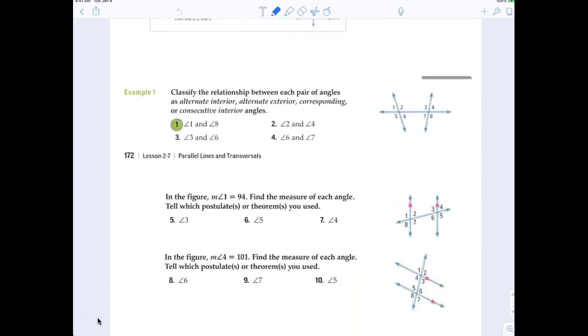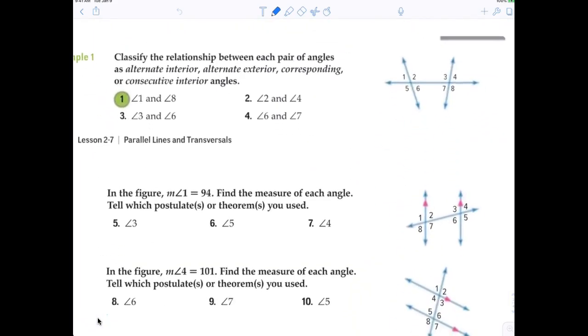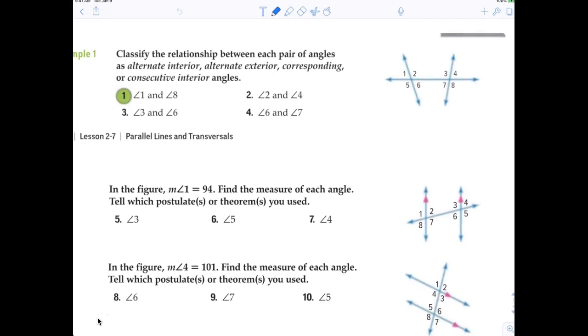Some of them I think are pretty easy. So 1, 2, 3, 4 is just, do you remember the rules that you were taught in 6th grade? All right, so I'm highlighting 1 and 8. Now you can abbreviate on here too. All right, 1 and 8 are called what? Alternate exteriors. Good.